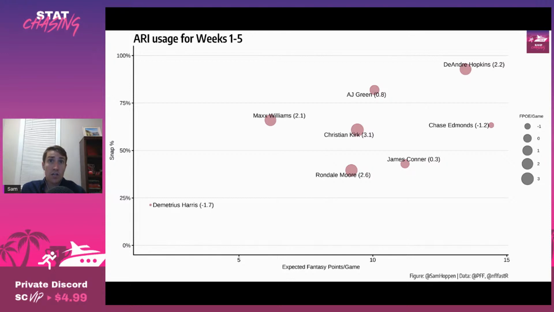On the other side, James Conner has seen his snap share rise in each of the last 3 weeks, going from 37% in week 3 to a season high 48% in week 5. Did I say week 5 twice? But he's still a non-factor in the passing game. He's only got 4 targets on the season, but he now has double-digit opportunities in 4 of 5 games this season. I tweeted on Sunday after he scored the opening touchdown that Conner is becoming my least favorite vulture, and he continues to be just that, while Edmonds hasn't scored a touchdown yet on the season.